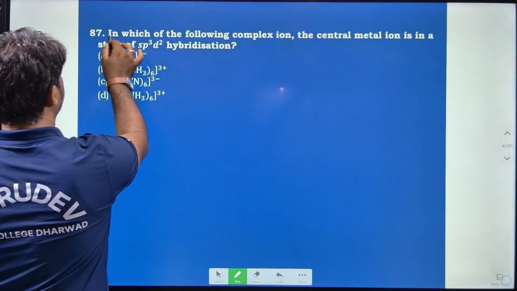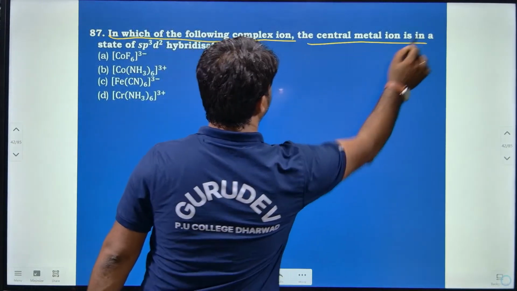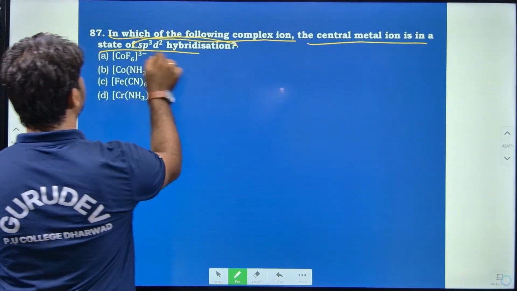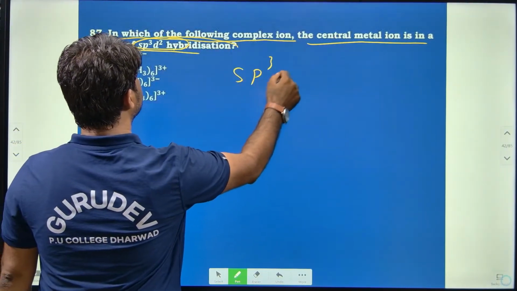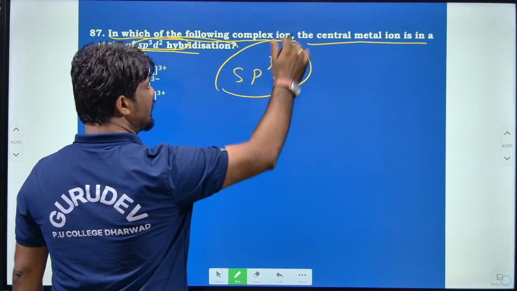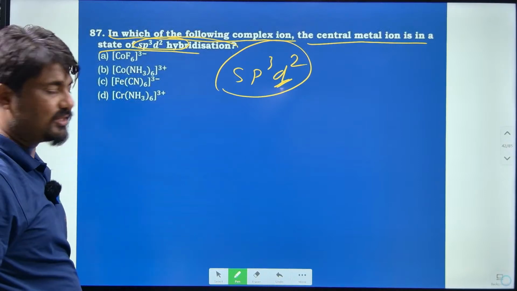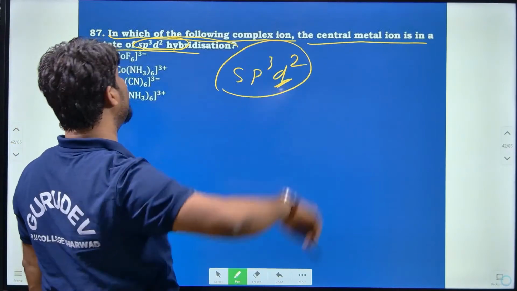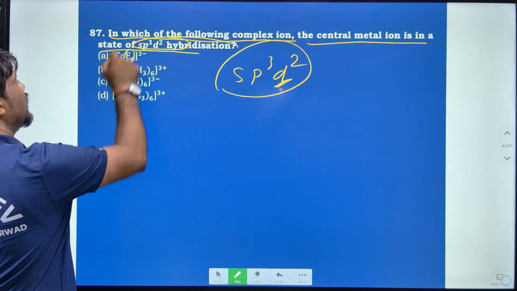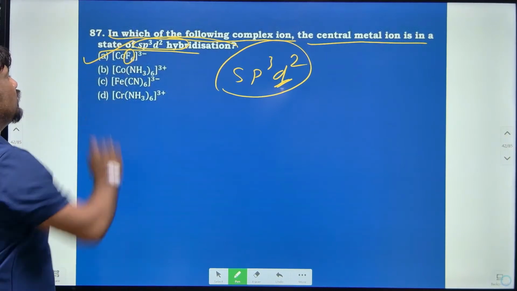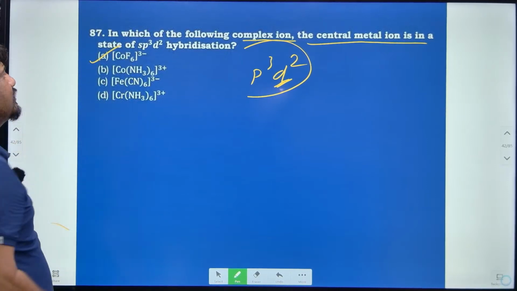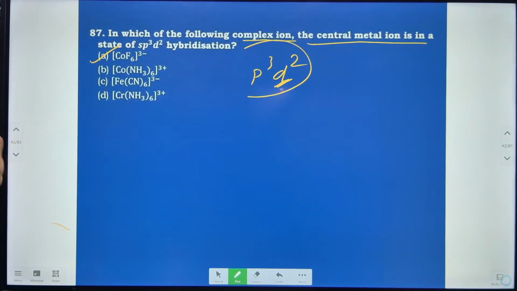Go to the next question. In which of the following complex ions is the central metal ion in the state of sp3d2 hybridization? In sp3d2 hybridization, the d orbital comes at last, which indicates there should be a weak field ligand. Among these, which has a weak field ligand? Strong field, and fluoride is a weak field. Hence a weak field ligand shows sp3d2 hybridization here. Hence, option A is the right answer. Without solving, I can solve here.